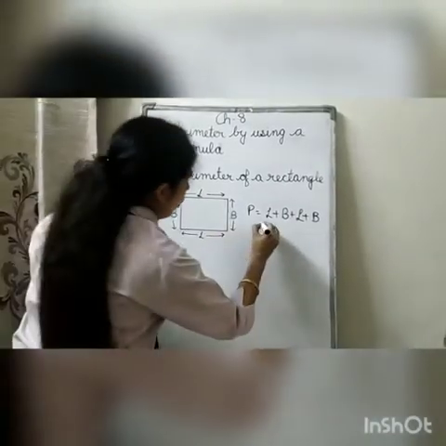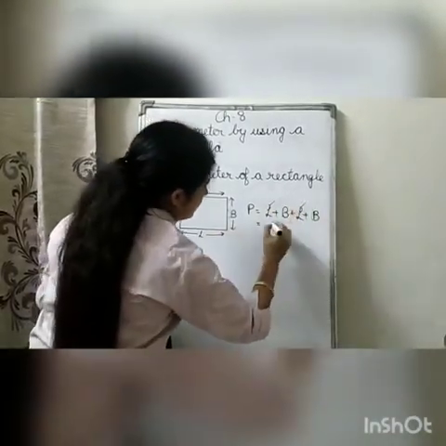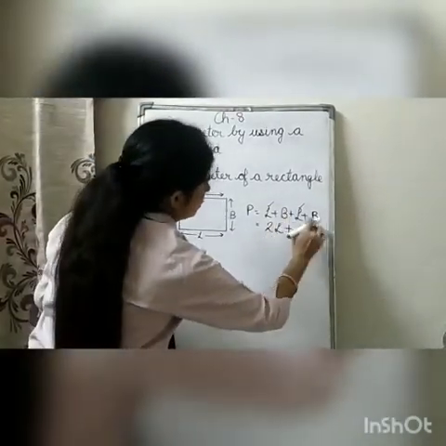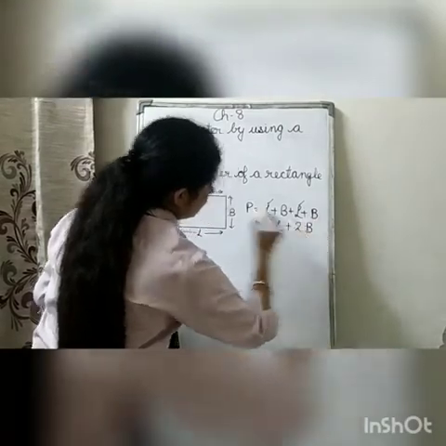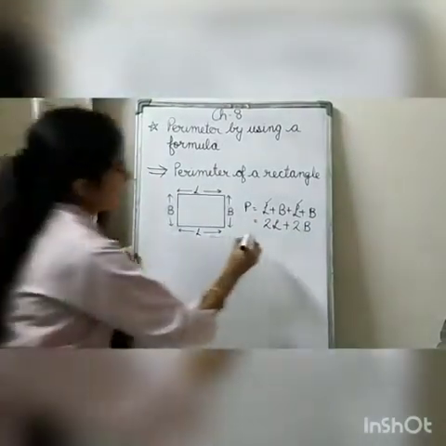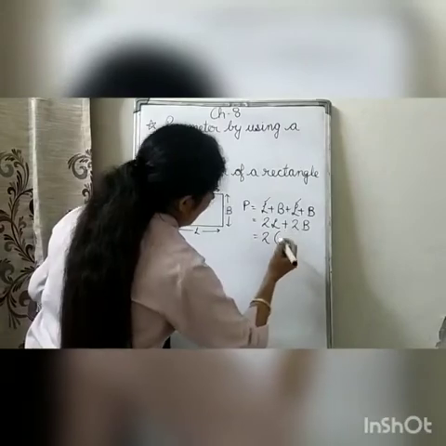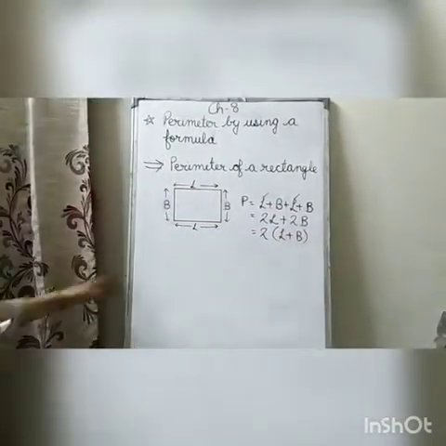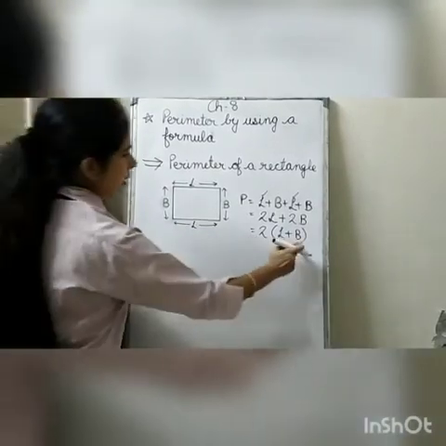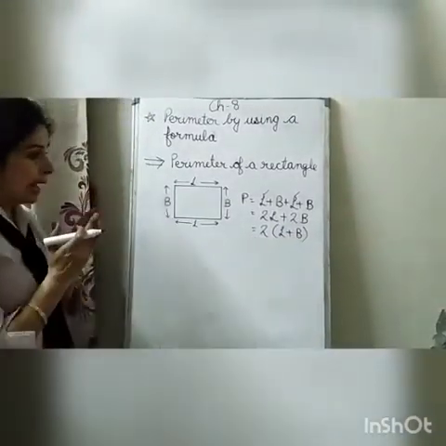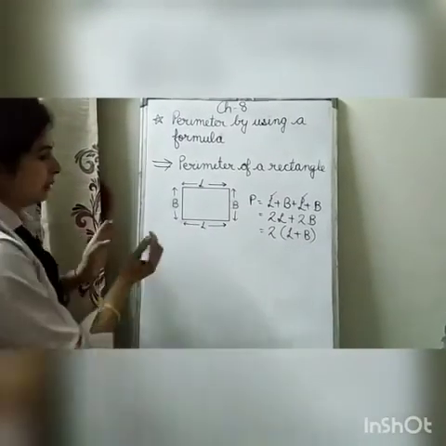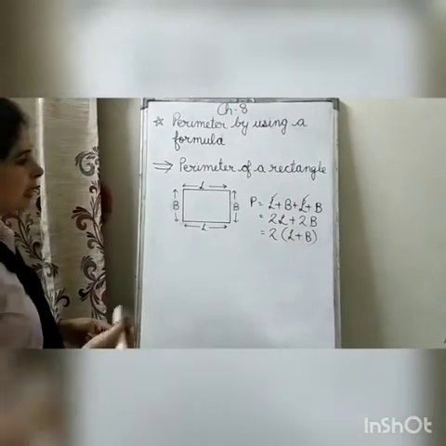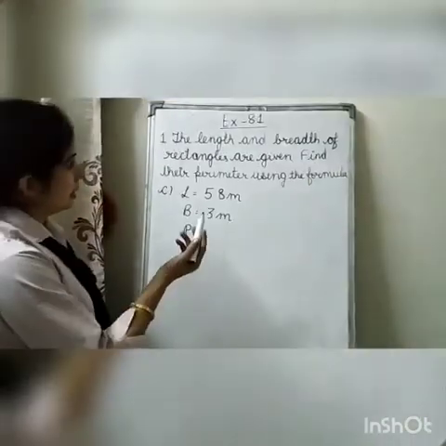Now, we can see there are two lengths. So, write 2 lengths plus 2 breadths. Now, we can take 2 common and length plus breadth will be left inside the braces. So, this is the formula of a perimeter of a rectangle. 2 multiply length plus breadth. I hope you understand it.